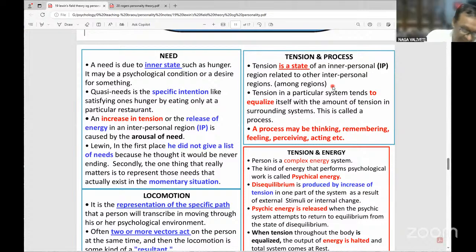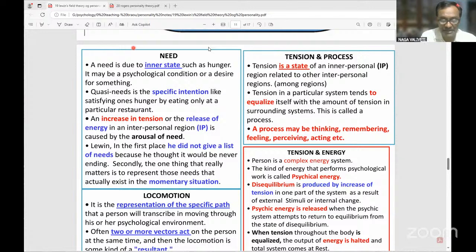Yeah, I will write. What is the path a person takes? The entire field. What is the path we will see now. Here I am reading it. Let us see the first specific path. The person will transcribe moving through his or her psychological environment.